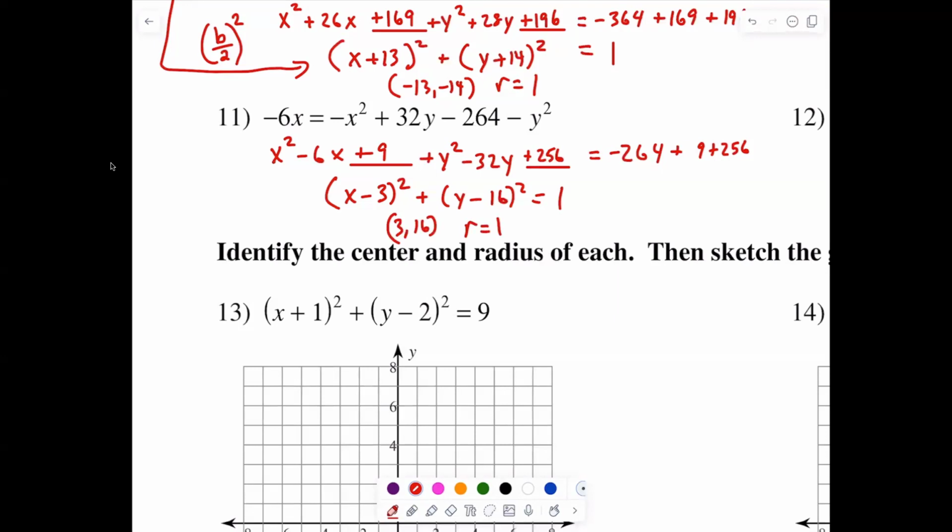How did you know it's x minus 3, not x plus 3? Half of negative 6. It's always half of whatever the b is. It factors to whatever that number is. But when you square it, it's always positive.